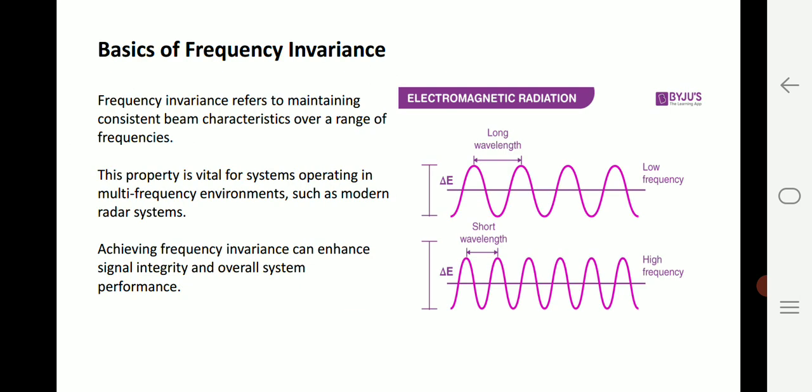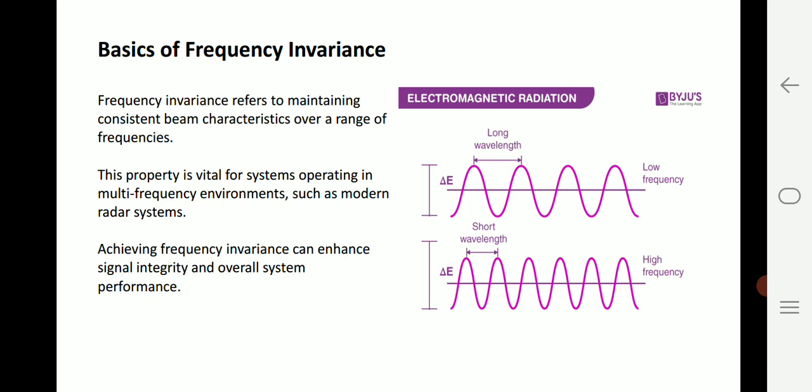Basics of frequency invariance. Frequency invariance refers to maintaining consistent beam characteristics over a range of frequencies. This property is vital for systems operating in multi-frequency environments such as modern radar systems. Achieving frequency invariance can enhance signal integrity and overall system performance.